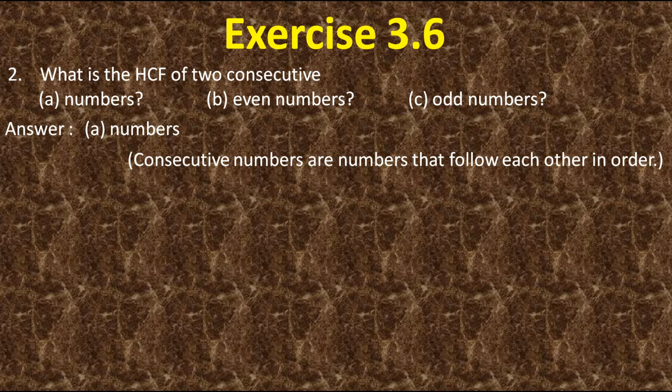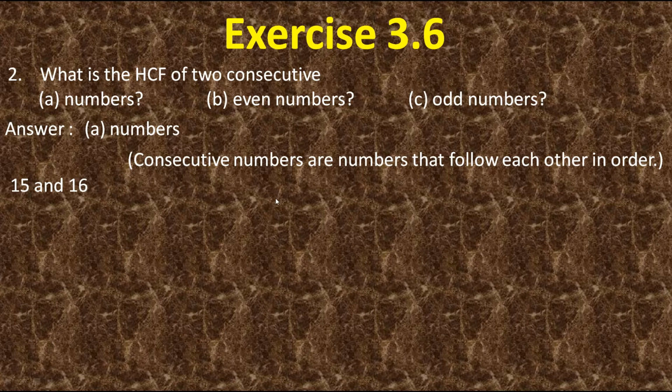So here I am taking the consecutive numbers 15 and 16. You can take any other numbers, it is okay. We just have to remember that the number should be present next to it. See here, 16 is present next to 15, right? So these two numbers are called consecutive numbers.